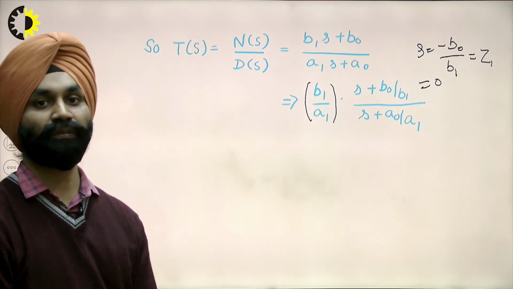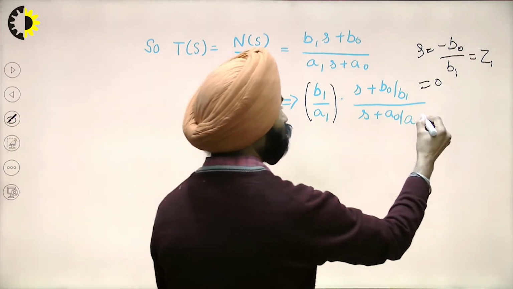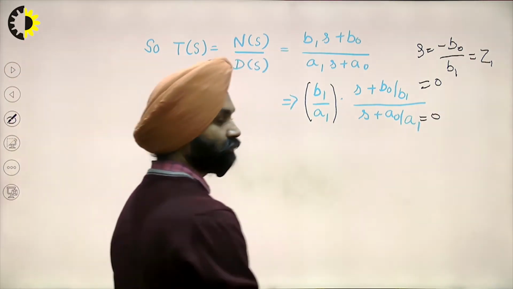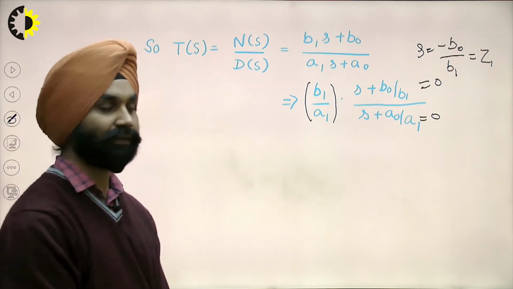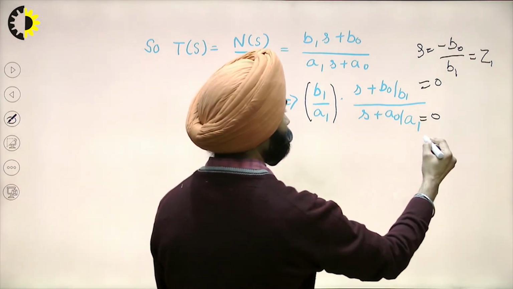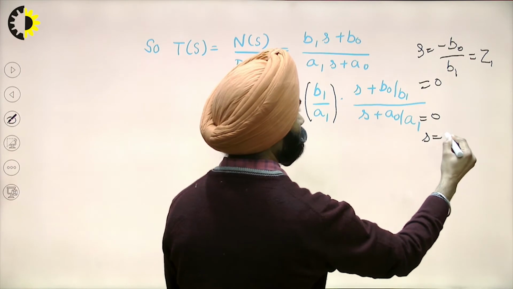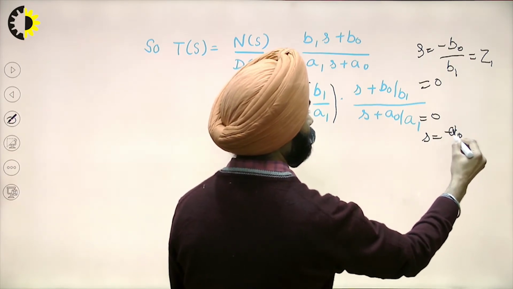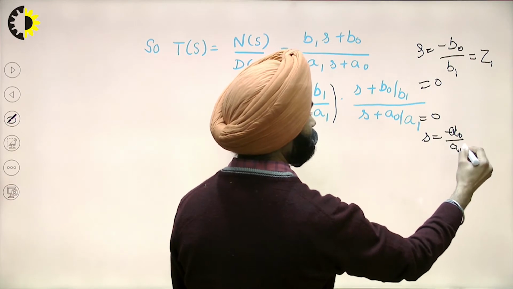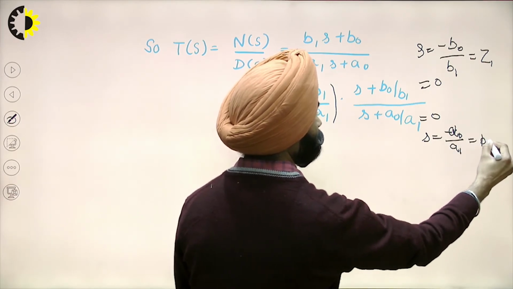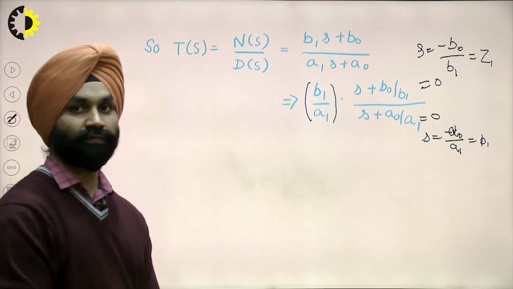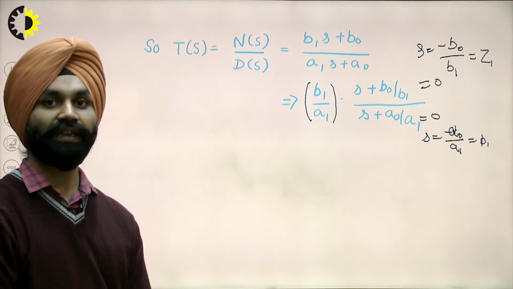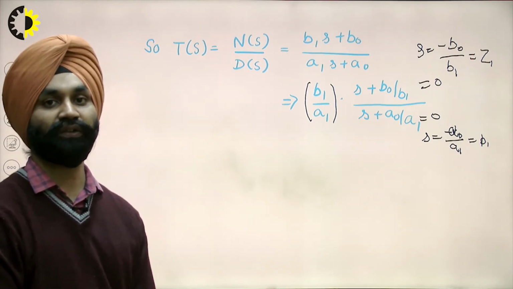Similarly, to find out the poles, this D(s) should be equal to 0. So the poles can be found out by s is equal to minus a naught by a1, that will be the poles. So these are the poles and the zeros of the equation.